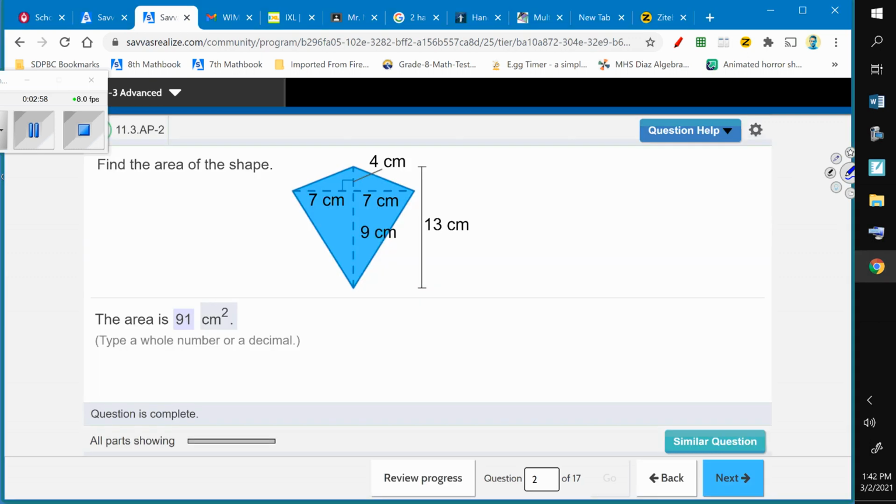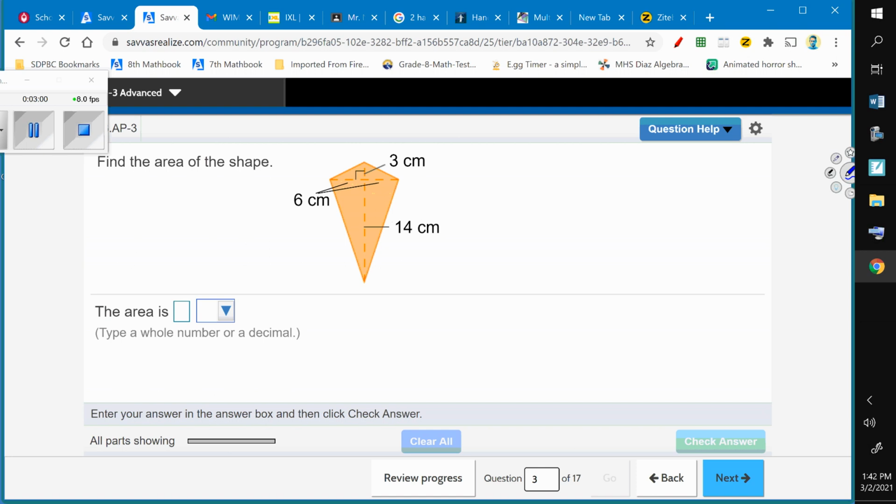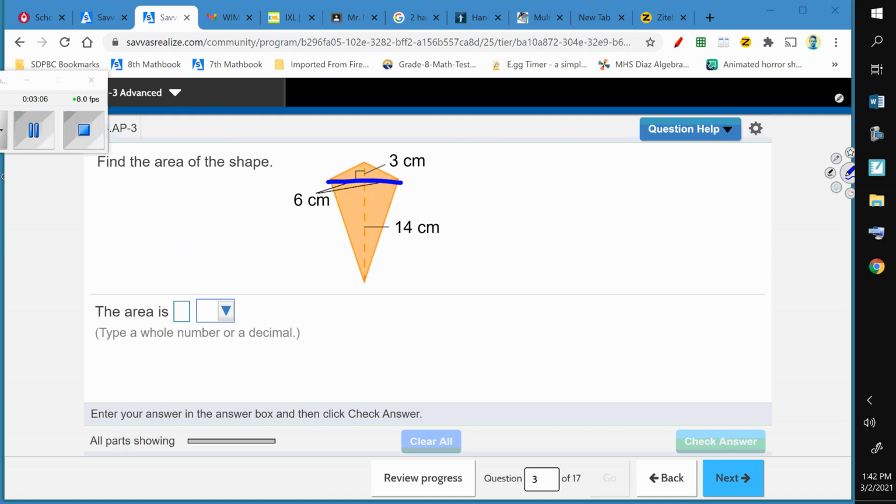Okay, next. Number 3. Okay, so for this one, now this is, so this plus this, no, I'm so sorry, times that. The length across, the vertical length times the horizontal length. Okay, I'm going to have to do this all over again.